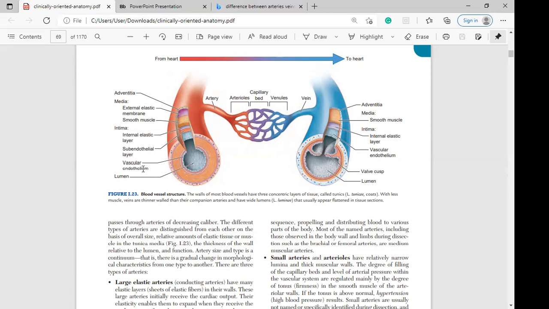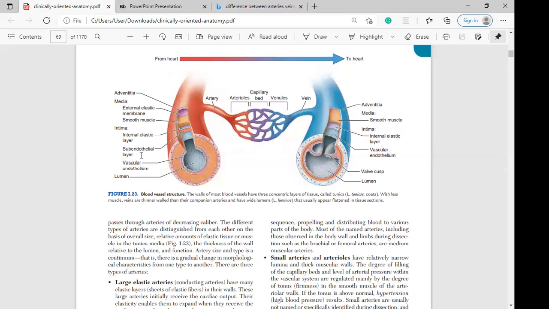Endothelium. Now, after this endothelium, you will find another layer. Now, we have what we call a subendothelial layer. Look at this subendothelial layer here. Sub means it is attached or very close to the endothelium. We said that this innermost layer is the endothelium. Then here we have the subendothelial layer.